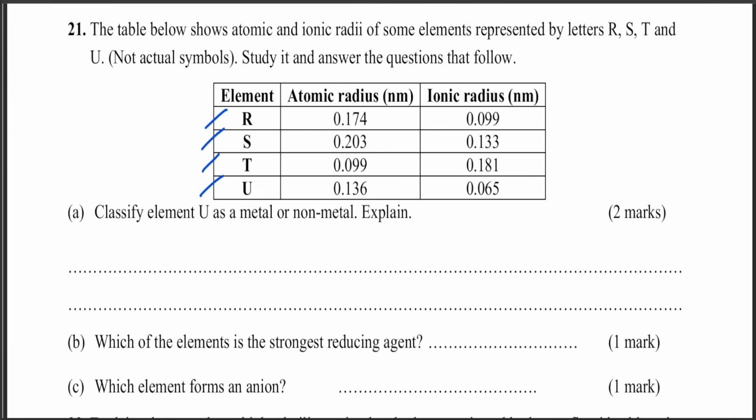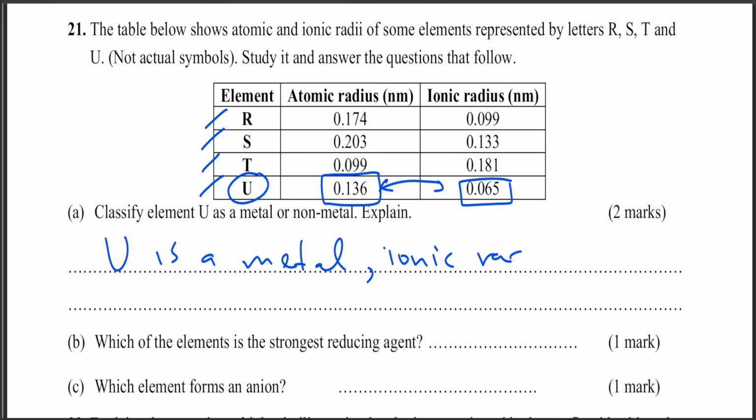Classify element U as a metal or a non-metal. Explain. So, U, is it a metal or a non-metal? For me, nitasema ni metal sababu atomic radius ni kubwa kuliko ionic radius. So U is a metal. Now, that is because the ionic radius is smaller. For metals, usually the ionic radius is smaller than the atomic radius.